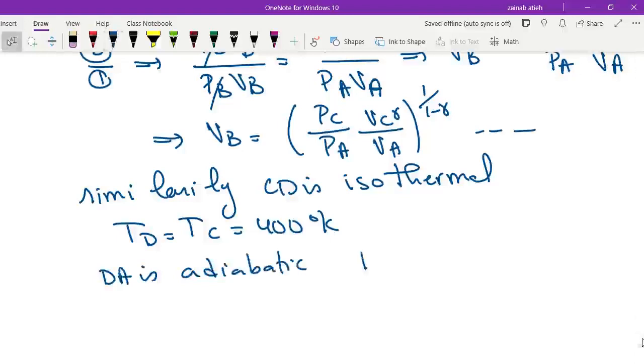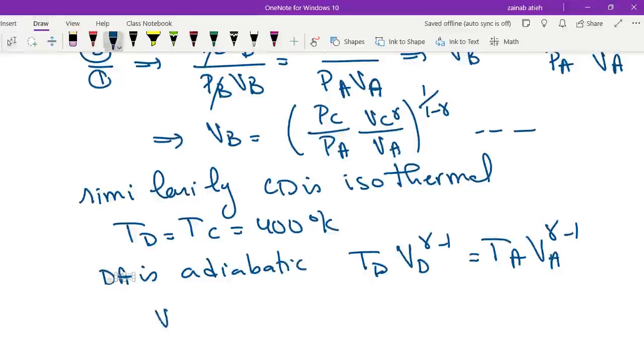I will get TdVd to the gamma minus 1 equals TaVa to the gamma minus 1. We have the temperature Ta and Va, meaning I have Td, so I can calculate Vd. Do it on your own, I won't calculate it for you, I will only give you the answer. It will be 5.346 times 10 to the power minus 3.